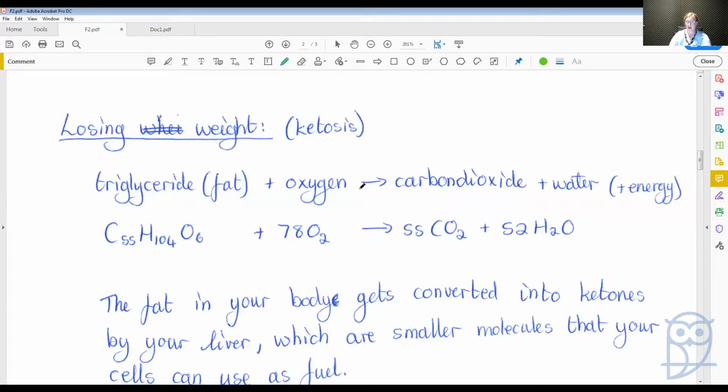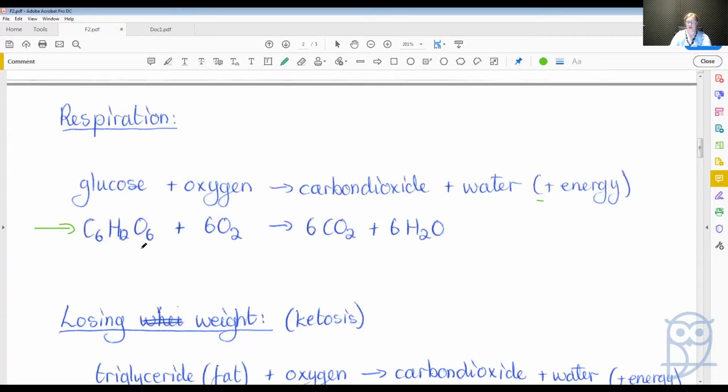So this bit is definitely not in your syllabus, but I get asked this question fairly often. So what happens when you lose weight? Does it just pass through your digestive system and out into the toilet? Are you sweating out all of that weight? What is happening? Here's what's happening. The fat that is stored in your body is called triglyceride, and it has this chemical equation: 55 carbons, 104 hydrogens, and 6 oxygens. So that is quite a bit bigger than our glucose over here.